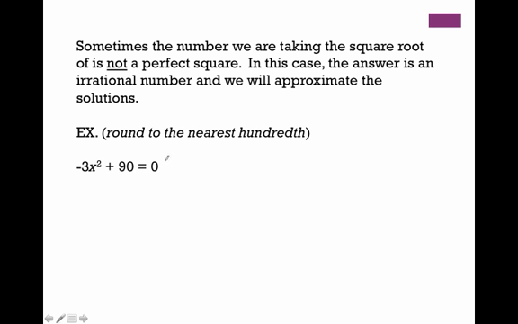I'm going to have to move my 90 over to the other side, which leaves me negative 3x squared equals negative 90. Divide both sides by negative 3. And I find that x squared equals 30. So my square root property tells me that x equals plus or minus the square root of 30. Well, 30 is not going to be a perfect square, so I'm going to find the nearest hundredth as my answer. So I've got x equals plus or minus 5.48.